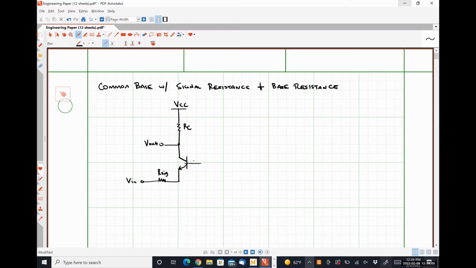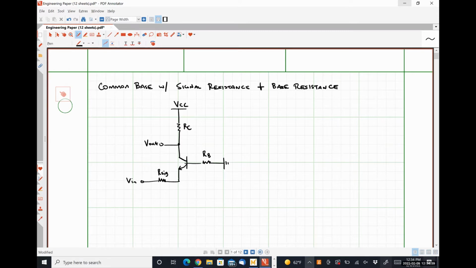And we're now going to mess things up further by including some base resistance R sub B. Okay. So this is both similar in some ways and dissimilar to what we've done previously. And so we're going to look at some of those similarities and dissimilarities to figure out how to determine the input resistance, output resistance, etc.